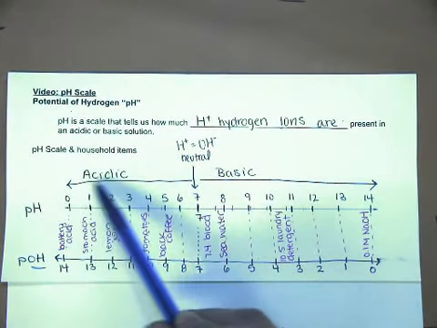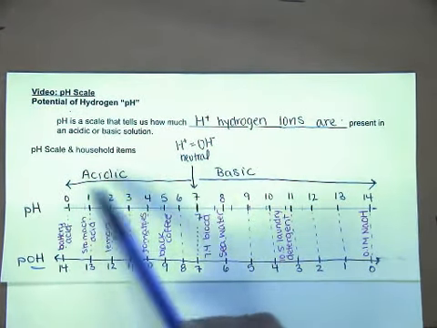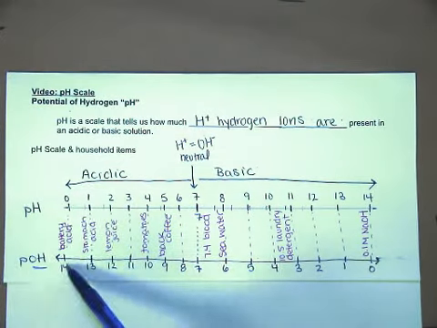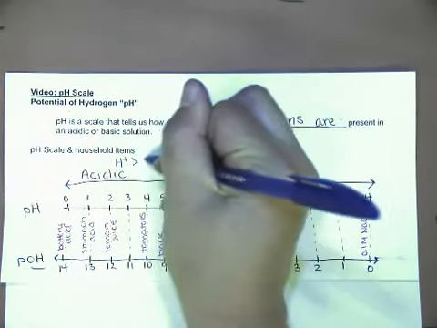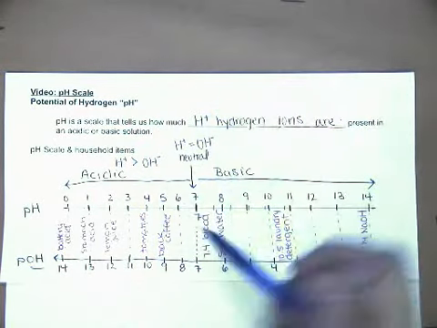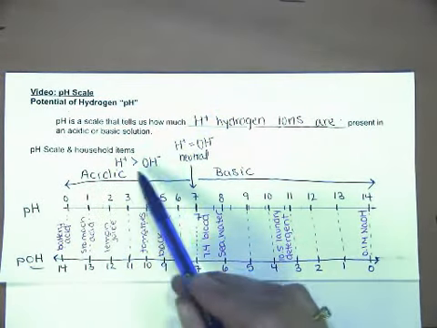If I have something that's acidic, so something less than 7 pH or greater than 7 pOH, that means that I have more hydrogen ions than hydroxide ions. So that means that I'm acidic.